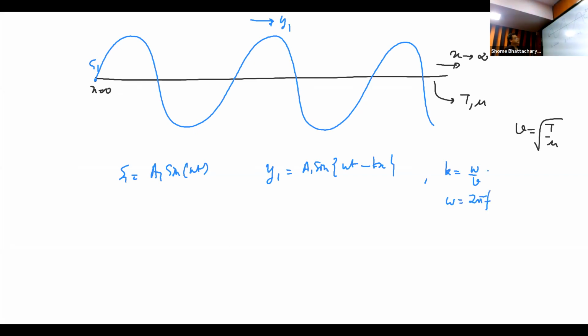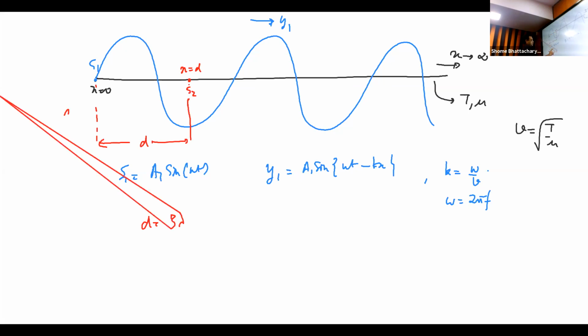Okay. Now, what if I place my second source at a point like this? So it is at a distance d from the first source. That d is now, you can see, lambda by 2 plus lambda by 4. So it is 3 lambda by 4. So that d is 3 lambda by 4.